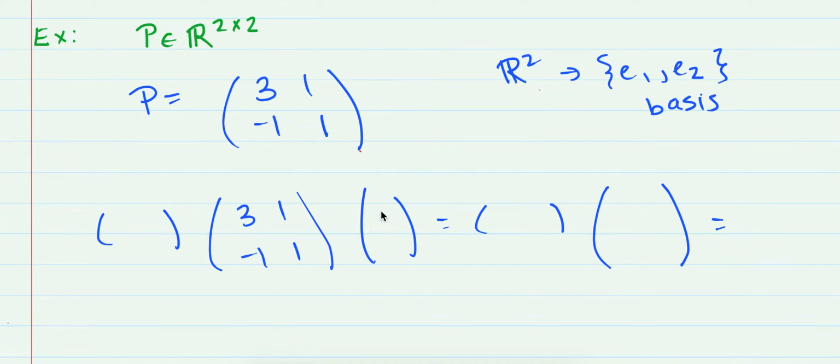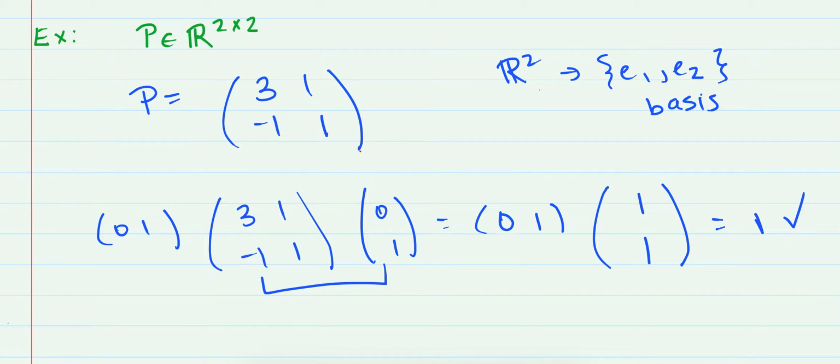Well, the other basis vector is 0, 1. Multiply these two together and you get 1, because 3 times 0, plus 1 times 1, and then 1, and then multiply these, you get 1. So it worked on the basis vector, so this is a positive definite matrix.